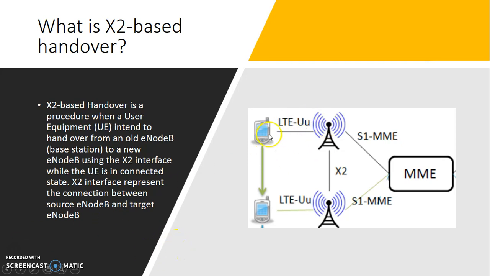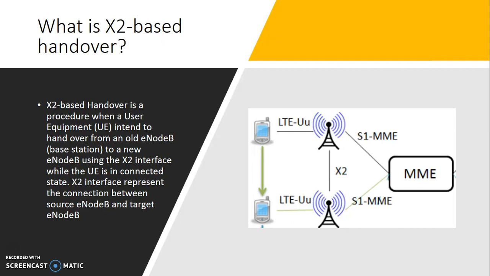As you can see in this picture, we have a UE and we'd like to move from this base station to this base station over the X2 interface, while the UE is in connected state. The X2 interface represents the connection between the source eNode B and the target eNode B. In this procedure, the mobility management entity (MME) stays unchanged, while the serving gateway is either unchanged or relocated.